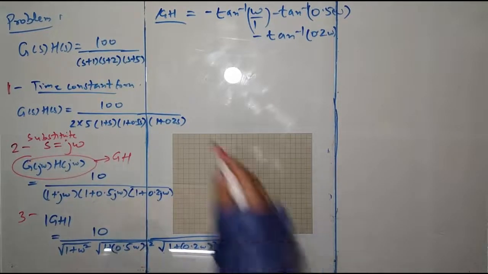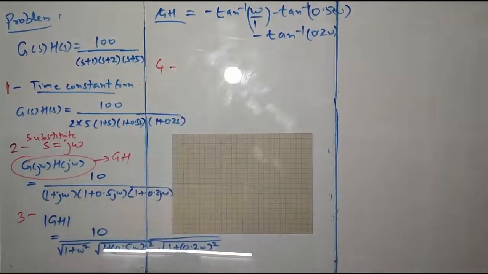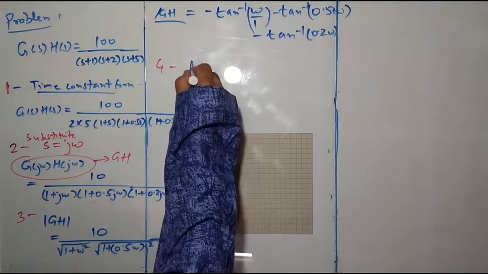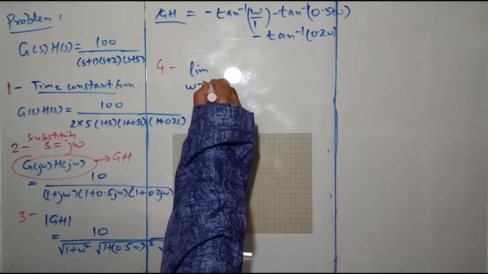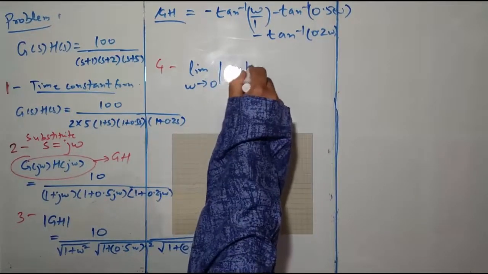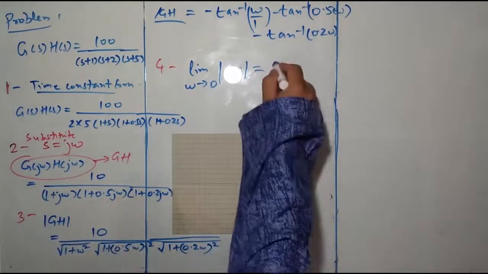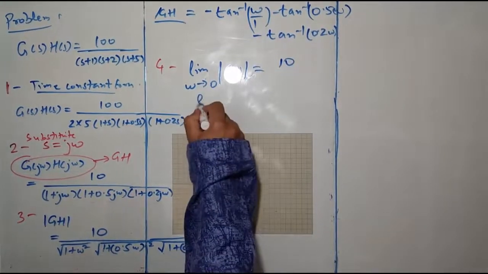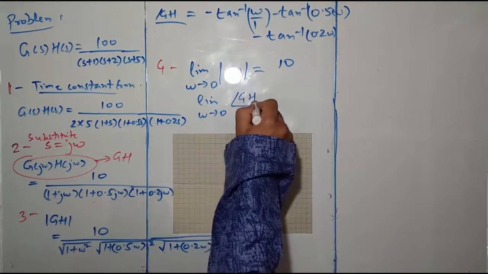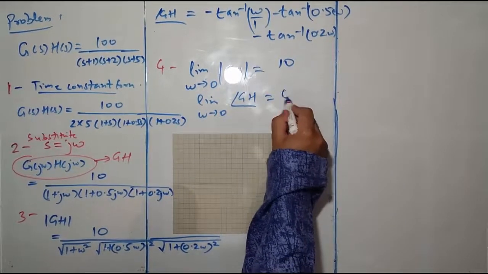So the fourth step in drawing the polar plot is to put the limits. So you will be obtaining the limit for omega tending to 0 of the magnitude GH. If you put 0 here, you get this as 10, and for the limit omega tending to 0, the angle of GH, if you put 0 there, you get this as 0.